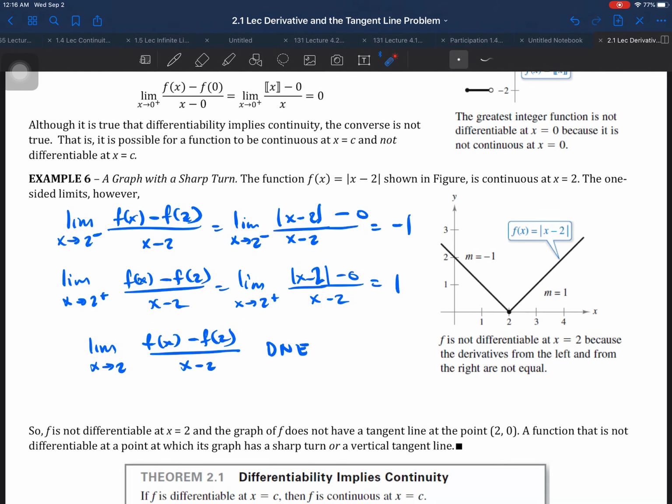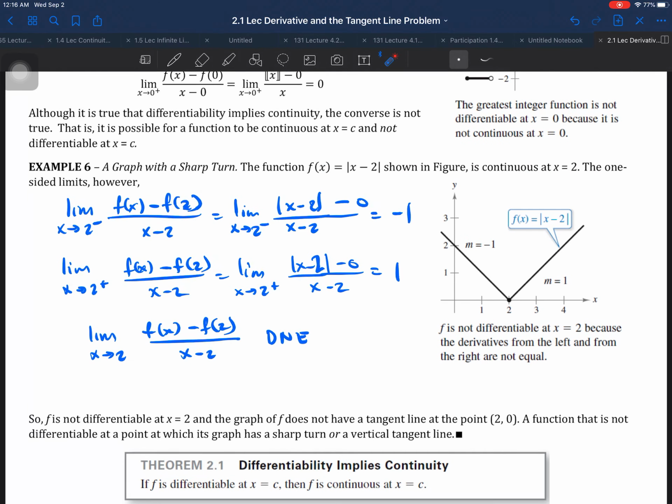We're going to show the function absolute value of x minus 2 is continuous at x equals 2. The one-sided limit, however, shows that the limit of f of x minus f of 2 over x minus 2 coming from the left side, we'll see how that will help us. So f of x is the function, which is right there, f of 2. If we plug in 2 here, you have 2 minus 2, the absolute value of 0 is 0. And then on the bottom part, you have x minus 2, right? Now, what we have here is the limit of that coming from the left.